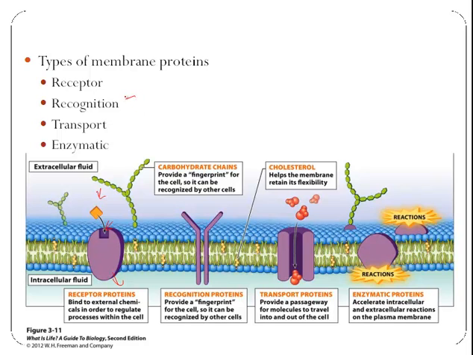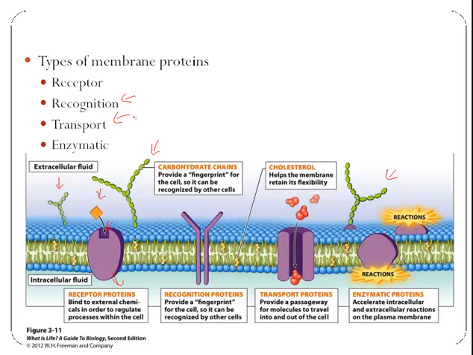We have lots of recognition proteins, so oftentimes those recognition ones are the ones with the carbohydrates hanging to the outside, and we'll look at some specific examples of that throughout the class. Your blood type, either A, B, AB, or O, are all examples of the different recognition carbohydrates or sugars attached to your red blood cells.